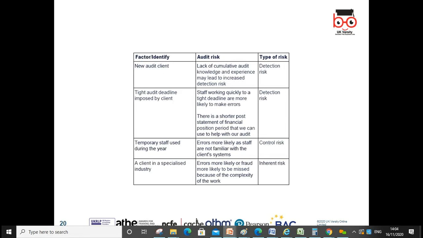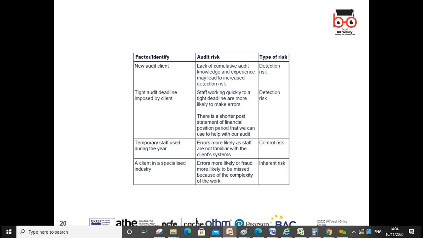Okay, then audit. A new audit client is a new audit client. Yes, you have a lack of knowledge and experience about that client. So that is detection risk, maybe you did not detect fraud properly. Tight audit deadline. If you have a tight deadline, maybe you have to finish the audit on the 30th. Yes, it's a big organization, you have two auditors working. Can you check everything? No. So there is a detection risk.